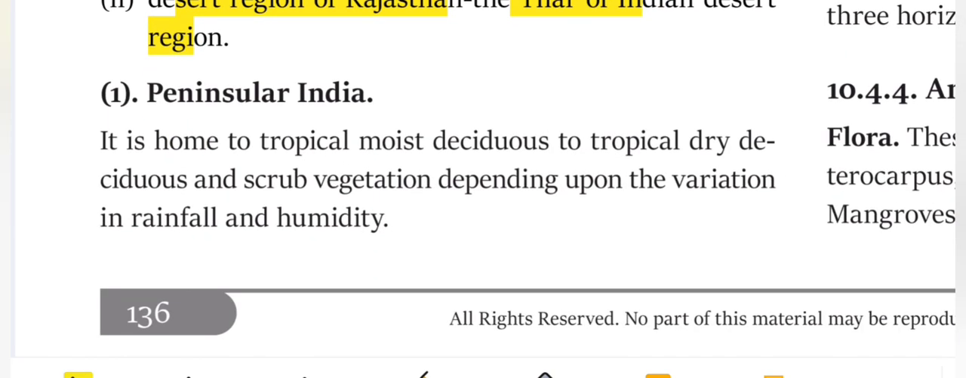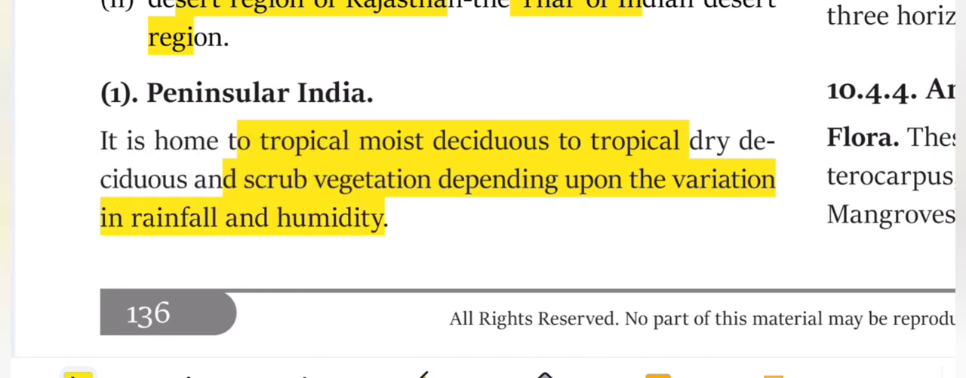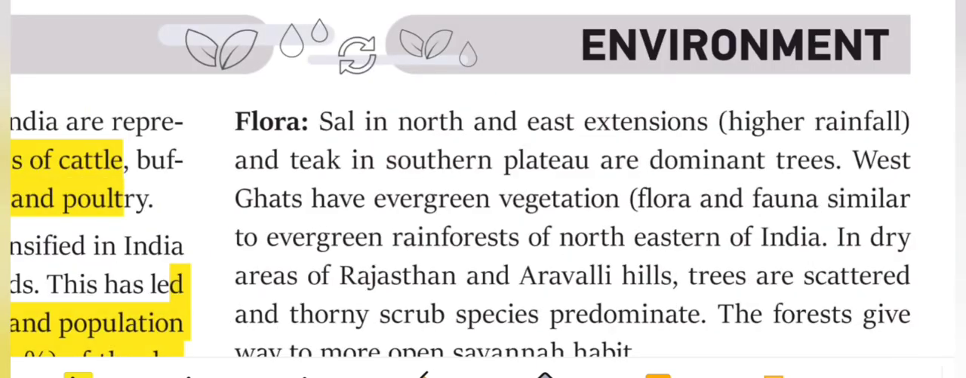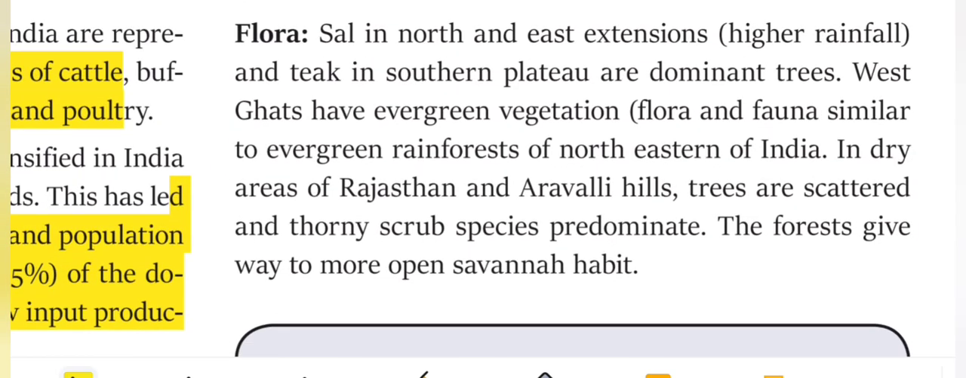Okay, peninsular India is the home of tropical moist deciduous and tropical dry deciduous and scrub vegetation depending upon the variation in rainfall and humidity. Okay, here in peninsular India, which flora is there? Sal in north and east extension, where higher rainfall occurs. Teak in southern plateau are dominant trees.